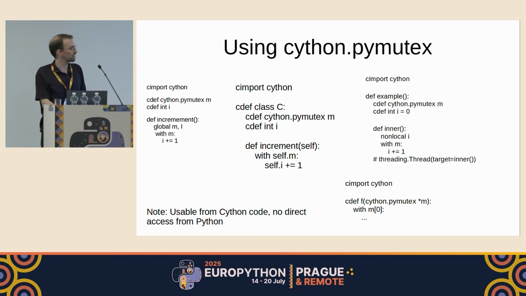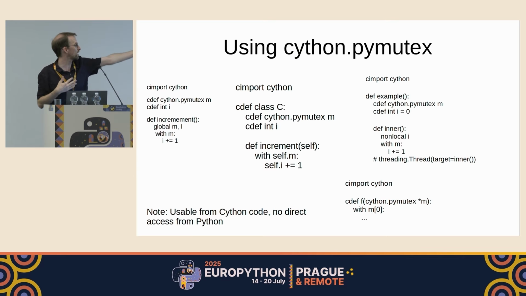And this just acts as, you put it in a with statement. So you can define it globally. I've got this on the left-hand side, you've got a global PyMutex M, and I put with M, and that's locked the mutex, and it will unlock it, and everything's taken care of for you. So you're not having to worry about exceptions or anything like that.